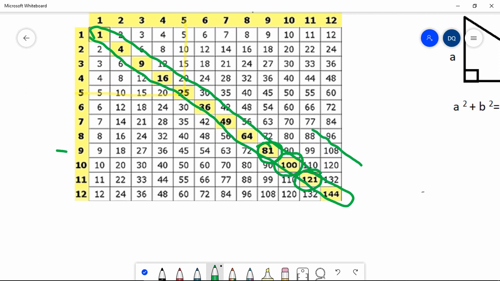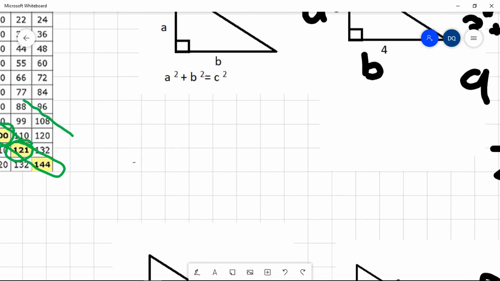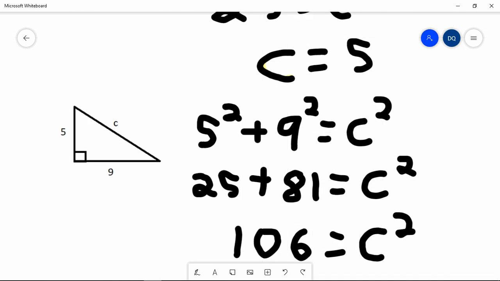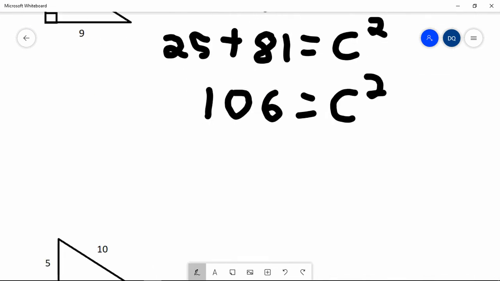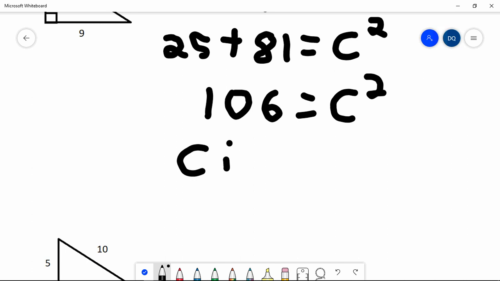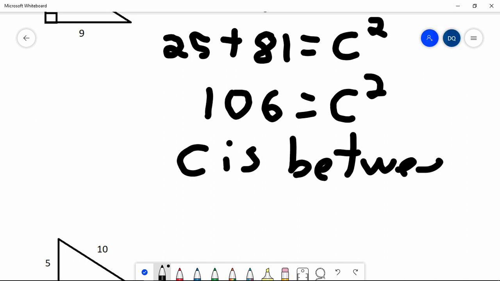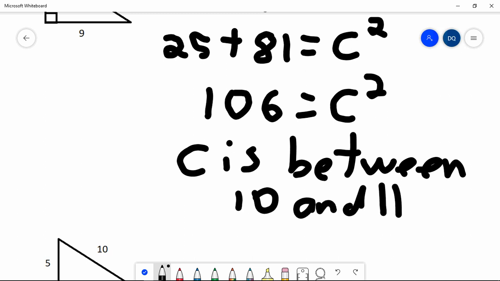It's going to be like 10.3 or 10.4, something like that. I can't figure that out exactly in my head. I can only guess. But what we can say is that c is between 10 and 11. So it's maybe about 10.5, not exactly, but somewhere around there.